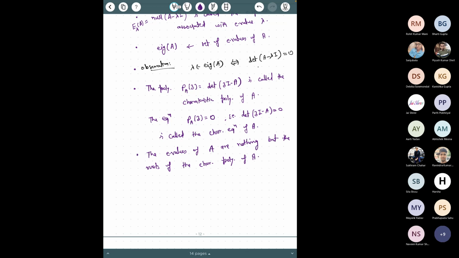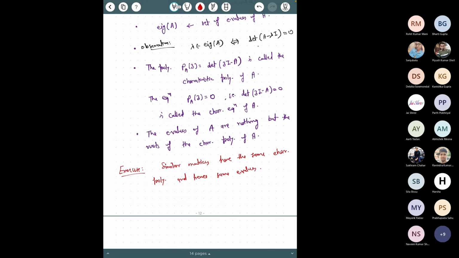Why is this? Because you can check that similar matrices have the same characteristic polynomial, and hence they have the same eigenvalues, because eigenvalues are nothing but the roots of the characteristic polynomial. I can give you this as an exercise, that similar matrices have the same characteristic polynomial and hence the same eigenvalues. You can verify this, and using this we will conclude that the set of eigenvalues of T is the same as the set of eigenvalues of the matrix of T with respect to any basis. It doesn't matter which basis you choose, the set of eigenvalues would be the same. This we will prove in the next class, and we can stop here.